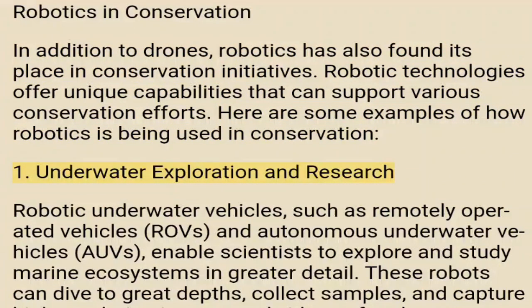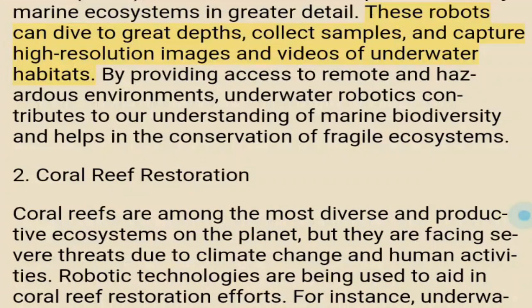1. Underwater exploration and research. Robotic underwater vehicles, such as remotely operated vehicles (ROVs) and autonomous underwater vehicles (AUVs), enable scientists to explore and study marine ecosystems in greater detail. These robots can dive to great depths, collect samples, and capture high-resolution images and videos of underwater habitats. By providing access to remote and hazardous environments, underwater robotics contributes to our understanding of marine biodiversity and helps in the conservation of fragile ecosystems.